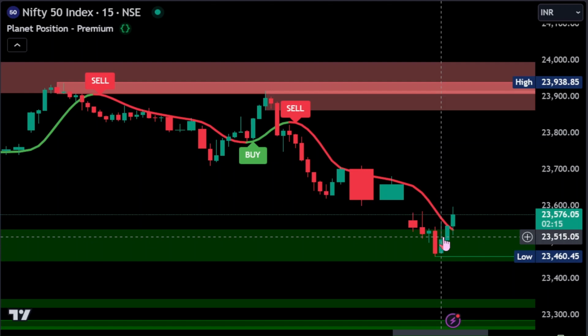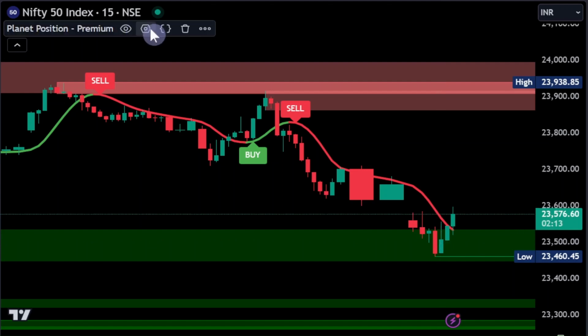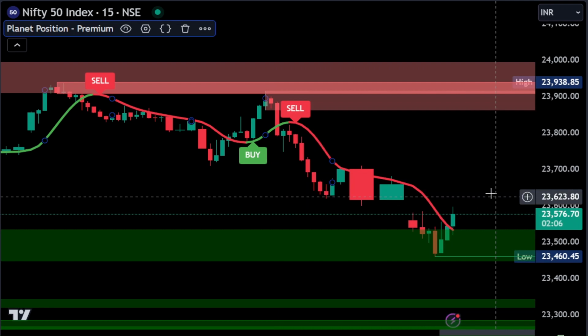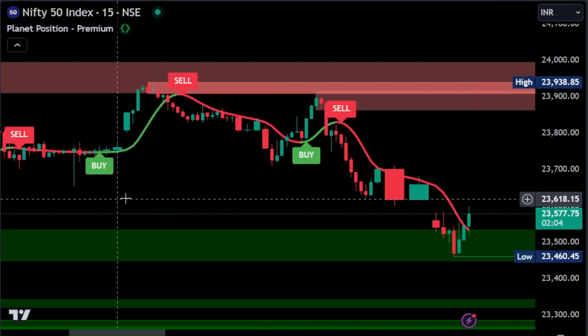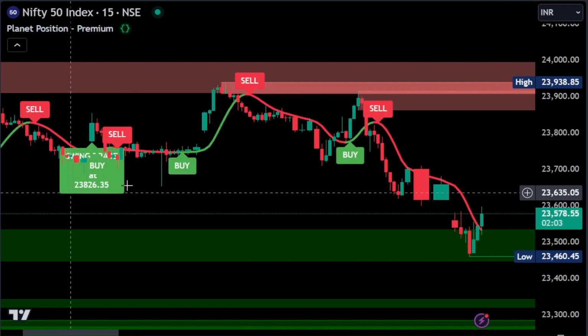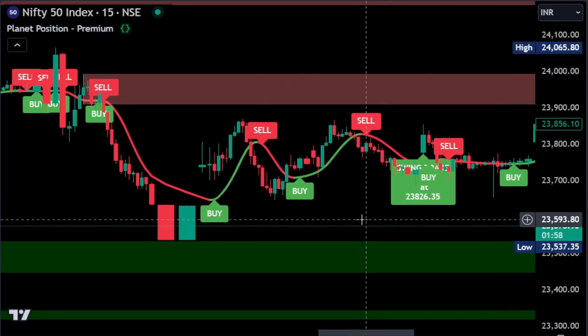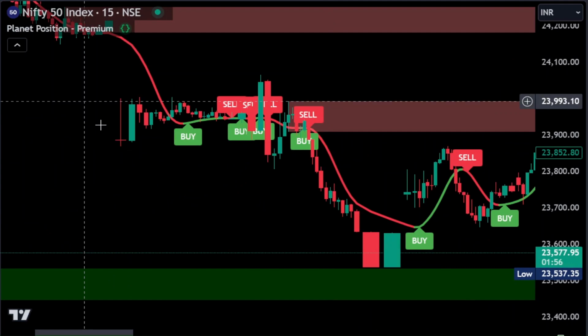For swing or positional traders, the indicator includes swing labels. These labels mark key levels with text such as swing trade buy or swing trade sell. They are specifically designed for longer-term strategies, providing you with actionable insights into entry and exit points.